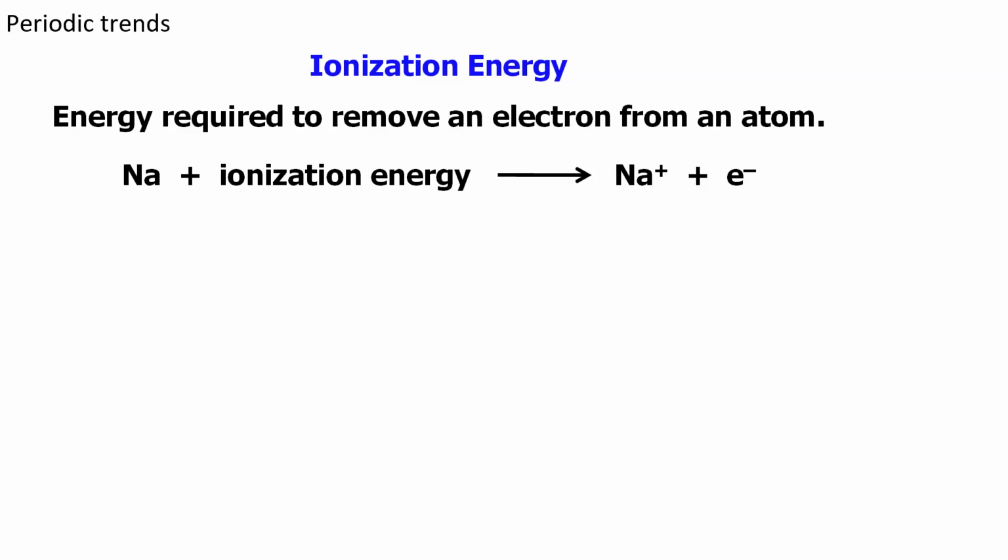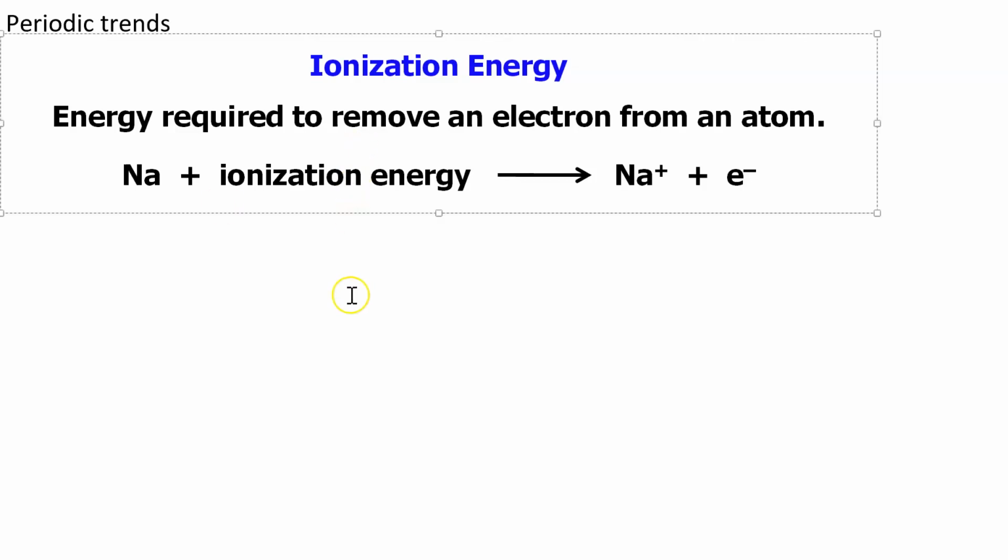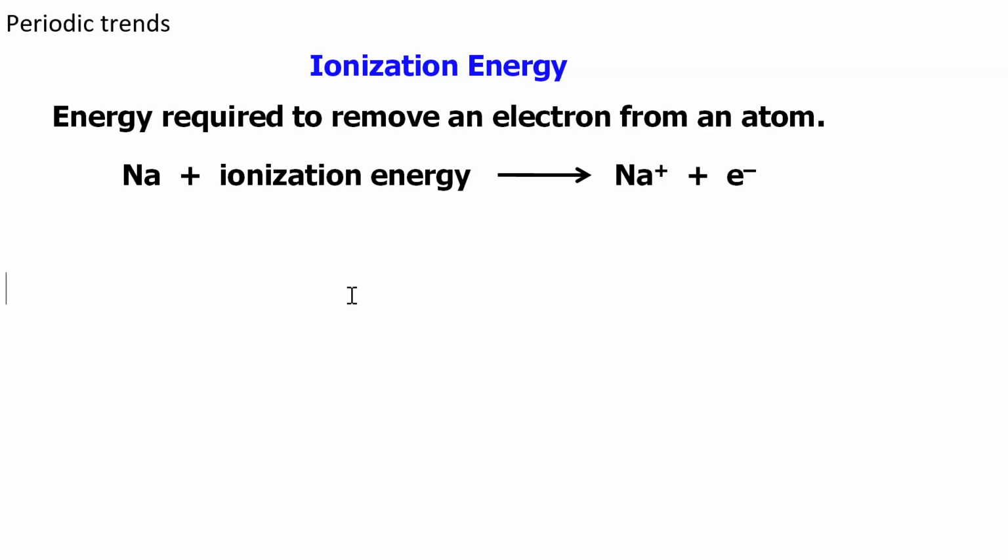The next periodic trend we'll look at is the periodic trend in ionization energy. Ionization energy is the energy required to remove one electron from an atom or ion. So, sodium plus ionization energy yields a sodium ion plus a free electron.